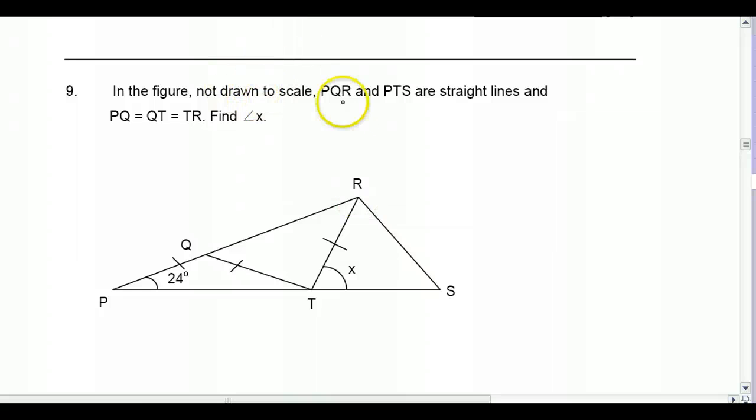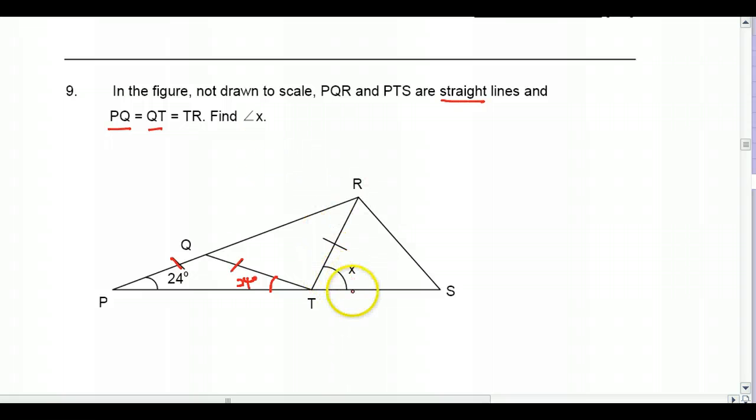Question 9. In the figure not drawn to scale, PQR and PST are straight lines. The minute we know that they are straight lines, they give us a clue that we can use angles on a straight line. Alright, PQ is equal to QT. So if I know that this is equal to this, and I can see a triangle, immediately I know that this is an isosceles triangle. So isosceles triangle, I know angle QPT is 24 degrees. So this angle QTP will also be 24 degrees because it's an isosceles triangle.